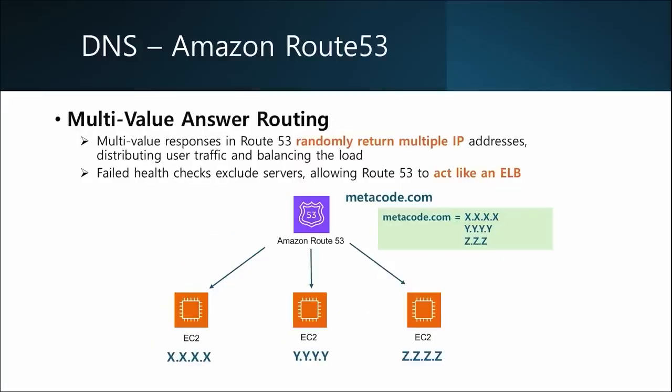Next is multi-value answer routing. This multi-value answer routing doesn't have the ELB service we saw earlier. This routing method can act like an ELB. This is because Route 53 returns a randomly connected IP. However, since this random IP returns only normal IPs after a health check, it can also increase high availability in case of failure.